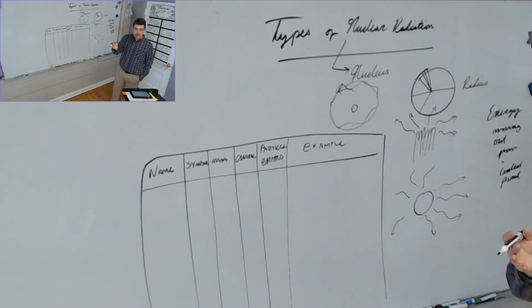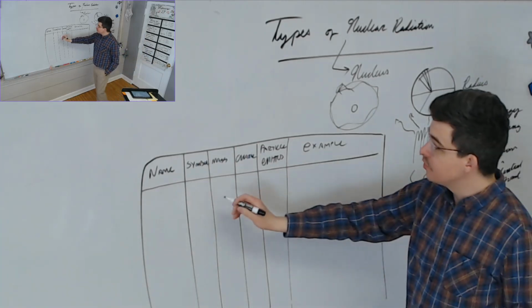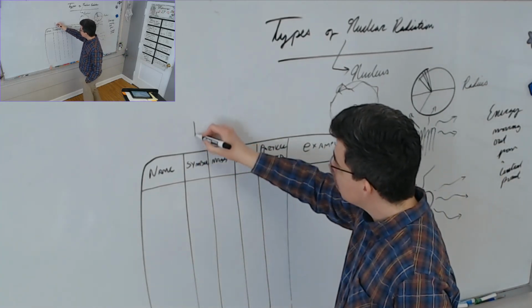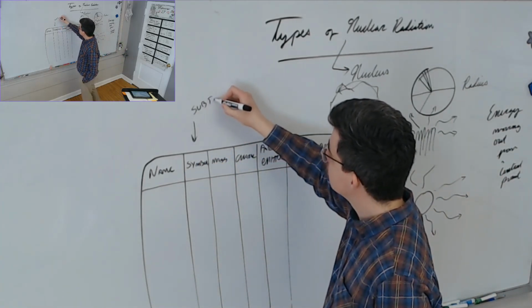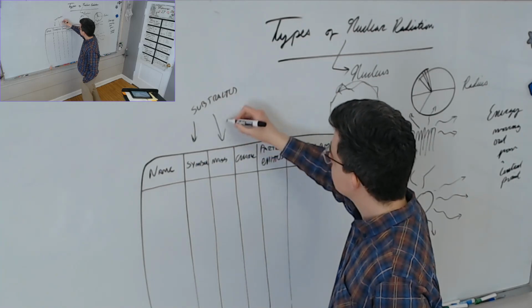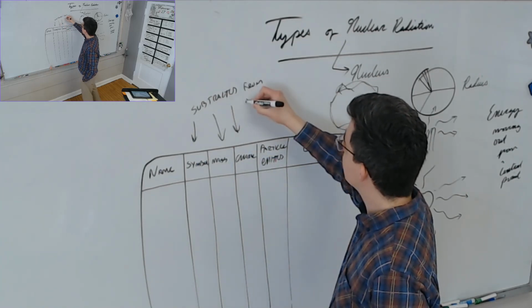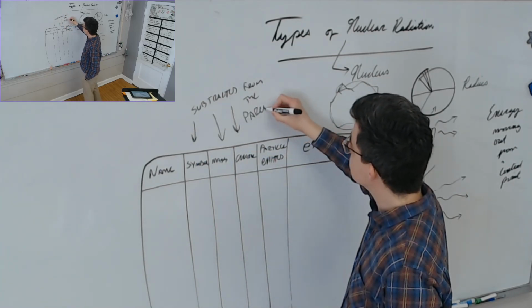In math, they are going to be what from the nucleus? What math function are they going to be? They're going to be subtracted from the nucleus. So all of these are going to be subtracted from what we call the parent nucleus.